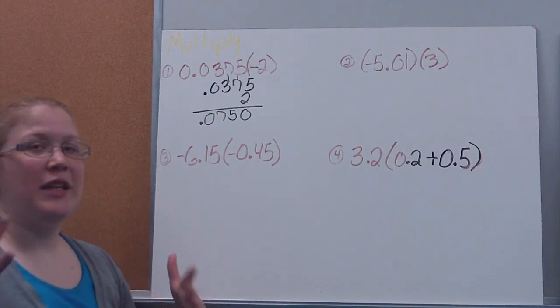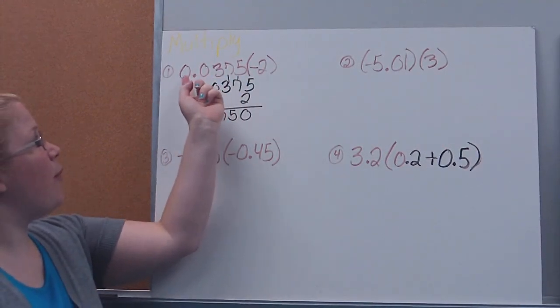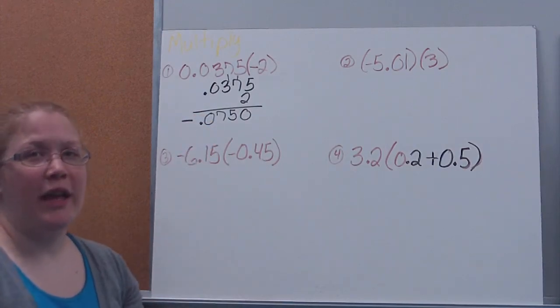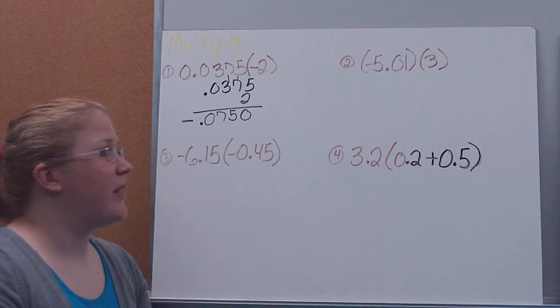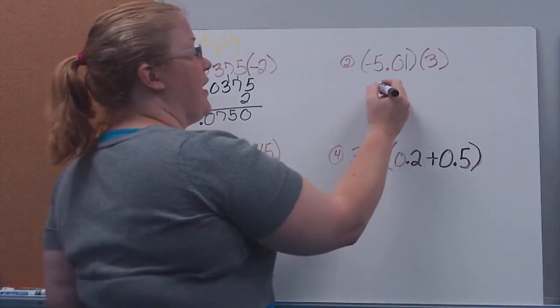There's my multiplication. Now we need to go back and figure out what our sign is going to be. So if you look, I have 1 negative sign, which means my answer is going to be negative. You'll recall an odd number of negative signs means it's negative. An even number of negative signs means your answer is positive. So we'll go ahead and we'll do the same thing here.